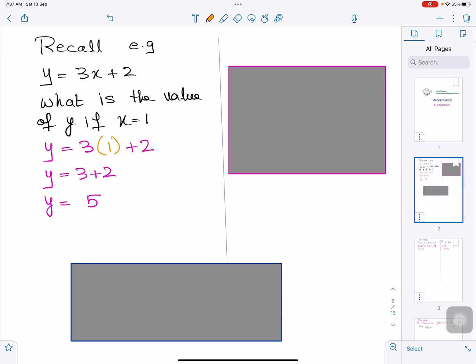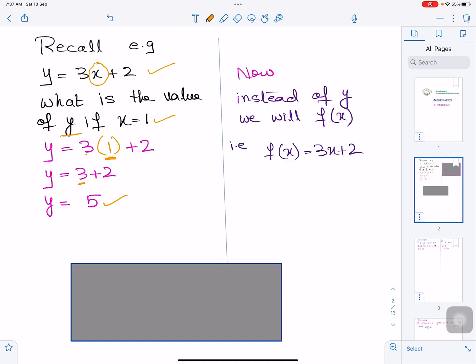If the equation y is equal to 3x plus 2 is given to you, and you are asked to find the value of y if x is equal to 1, then what you used to do, you replace x by 1, like I have done here, and then you find out the value of y. 3 ones are 3 plus 2 is 5, right? But what will be new now?